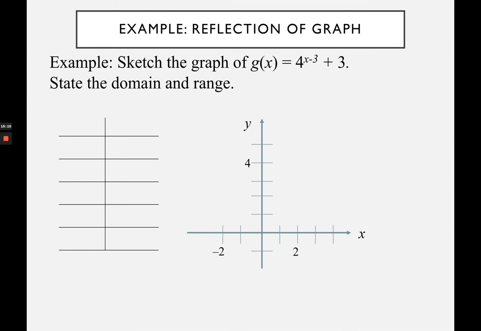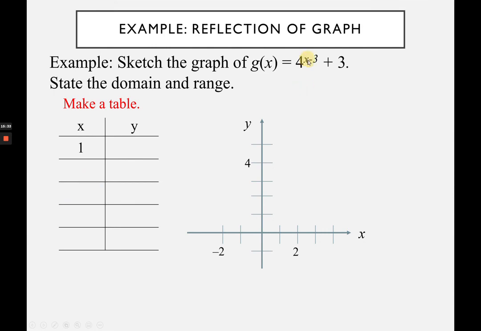Let's have some more examples. Sketch the graph of g of x is equal to 4 raised to x minus 3, plus 3. So we're going to construct the table now and select numbers for x's and solve for y. So let's start with 1.